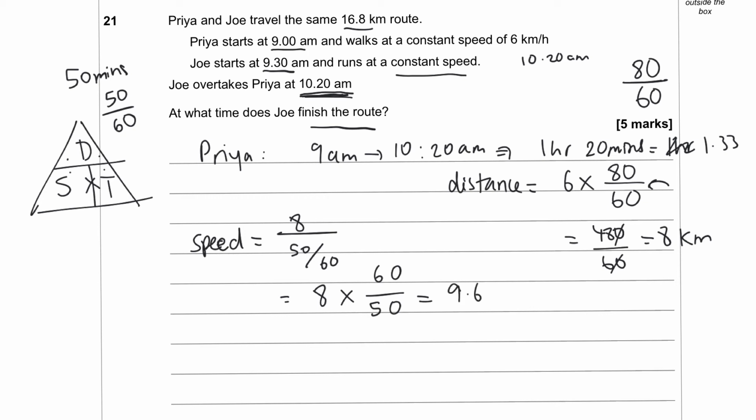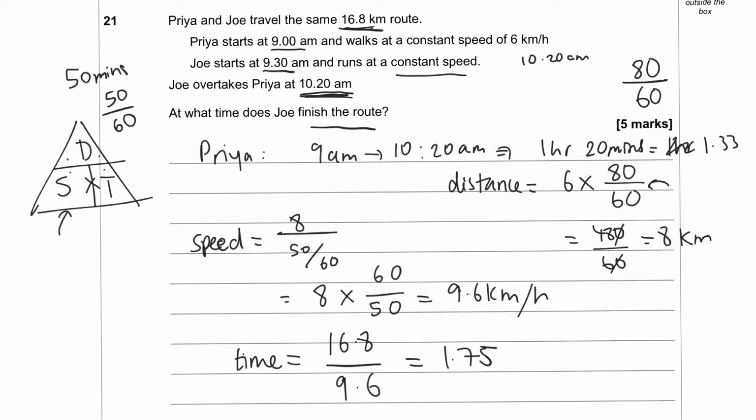Now that we know Joe's speed is 9.6 kilometers per hour, we can work out the time that he finishes the race. To do that, we need the total distance, which is 16.8, using our triangle of the formula. Time is distance divided by speed, so that'll be 16.8 divided by 9.6. If you put that into your calculator, you should come out with an answer of 1.75.